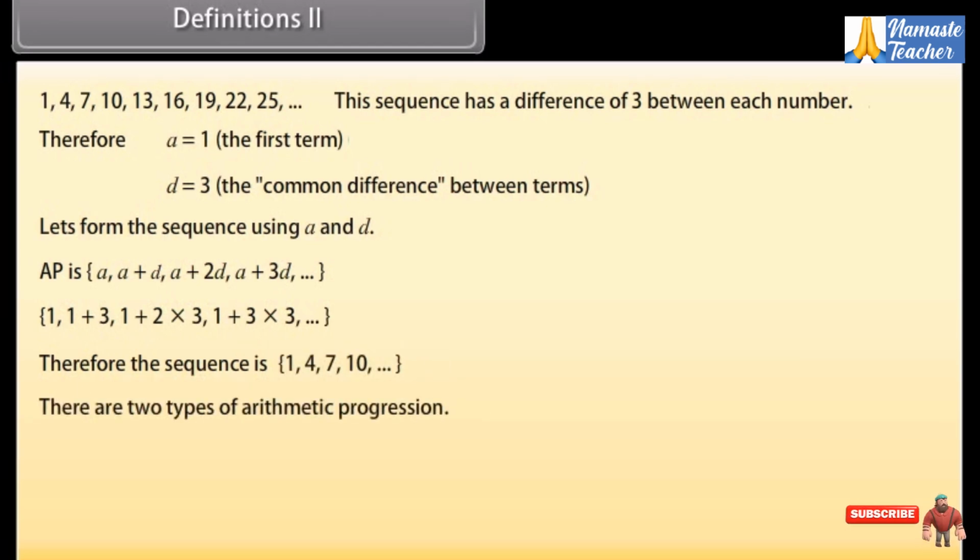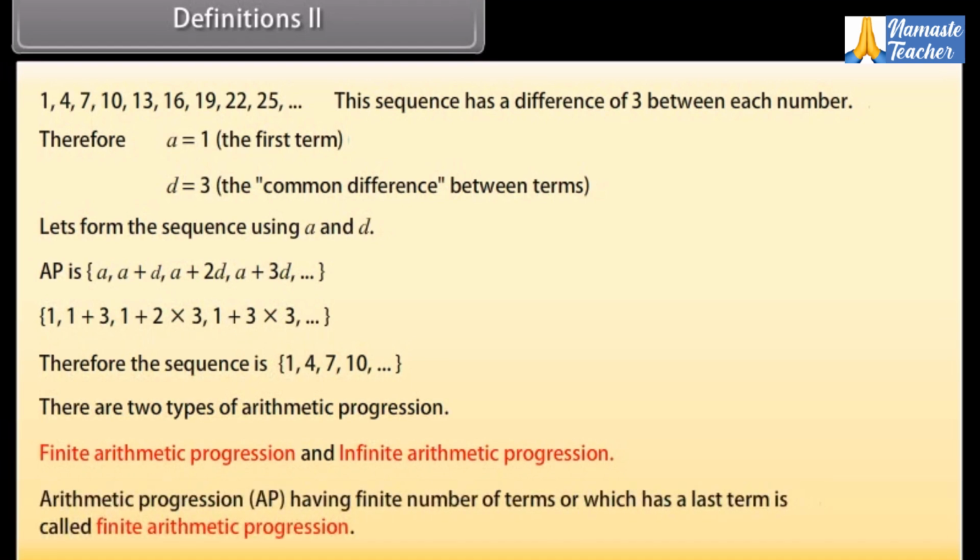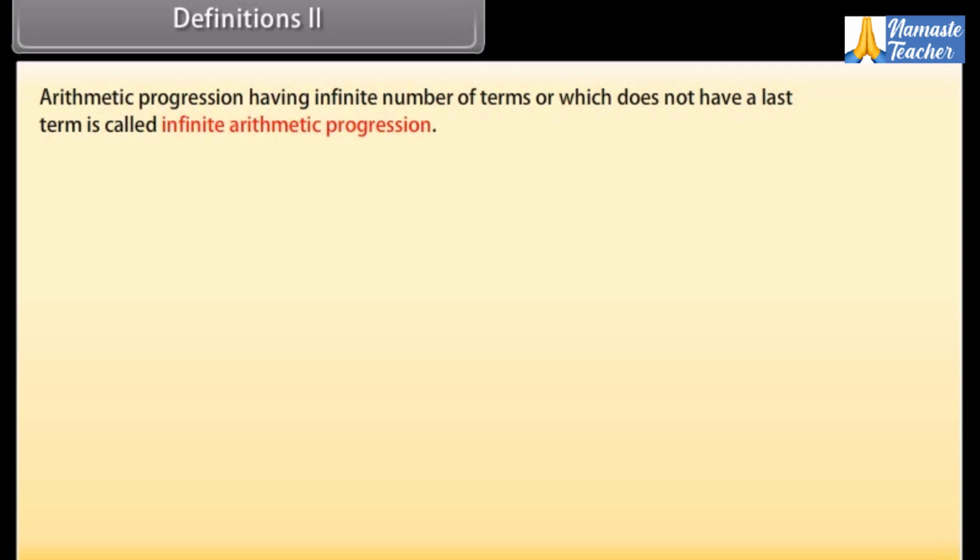There are two types of arithmetic progression: finite arithmetic progression and infinite arithmetic progression. The arithmetic progression having a finite number of terms, or which has a last term, is called finite arithmetic progression. And arithmetic progression having infinite number of terms, or which does not have a last term, is called infinite arithmetic progression. Here are some examples of infinite arithmetic progressions.